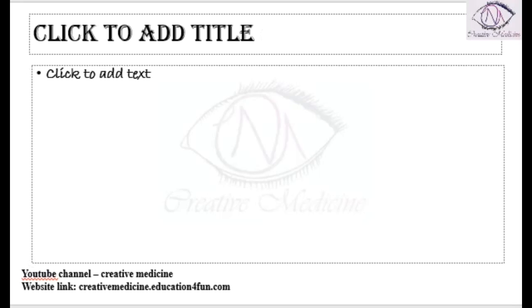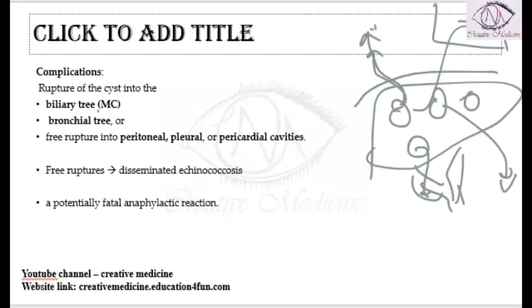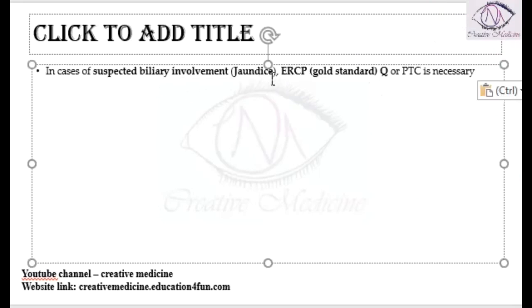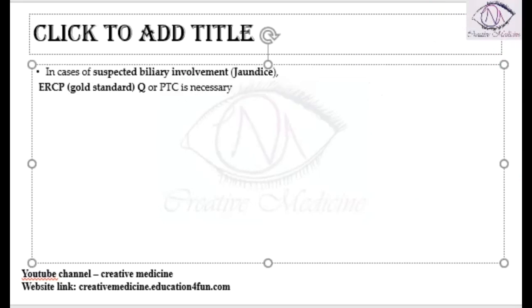If you suspect that there is biliary tract involvement, as already said in the previous lecture, the most common complication is rupture into the biliary tree. If you suspect that there is a rupture into the biliary tree when the patient presents with jaundice, then the gold standard investigation in such cases is ERCP, or sometimes you can even do a percutaneous cholangiography in some cases.